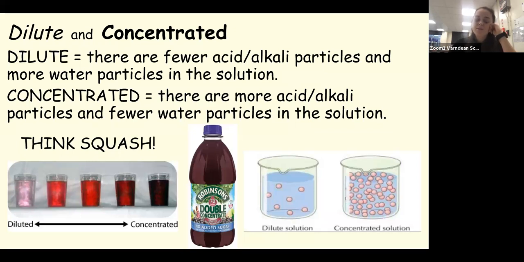So we're making this more dilute. So this picture on the bottom left of the screen here, we've got a diluted solution. You can see that it's a much lighter colour. So that means we've got fewer blackcurrant particles, and it gets darker and darker as we get more concentrated. So the concentrated has more particles of the blackcurrant and less water in there compared.